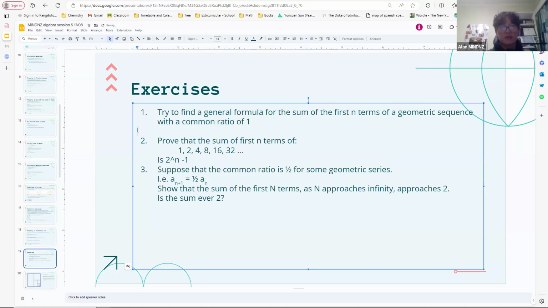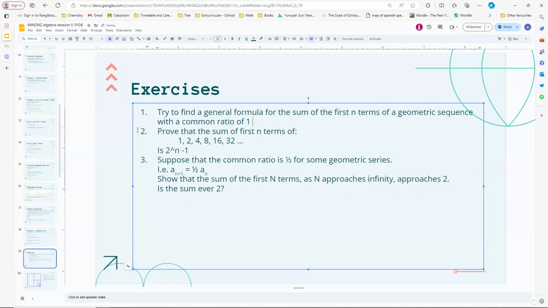It's quite intuitive, but the question you could, has a mistake in it. You probably want to stipulate that A1 is equal to 1 if you want the sum to approach 2. Oh yeah, wait.